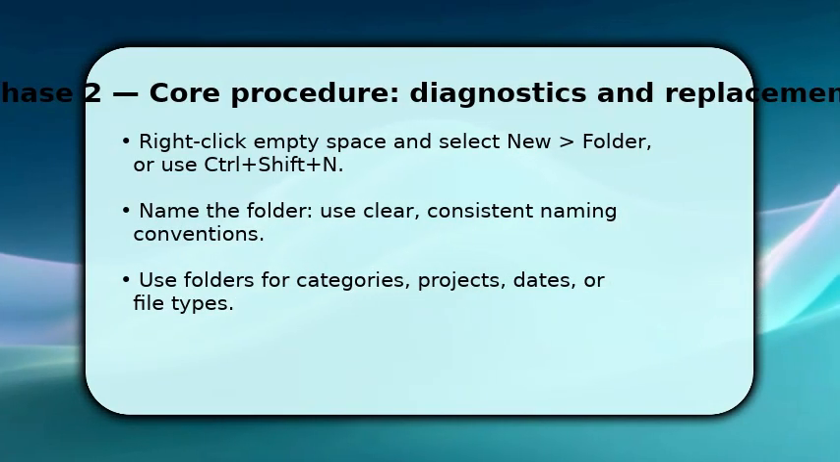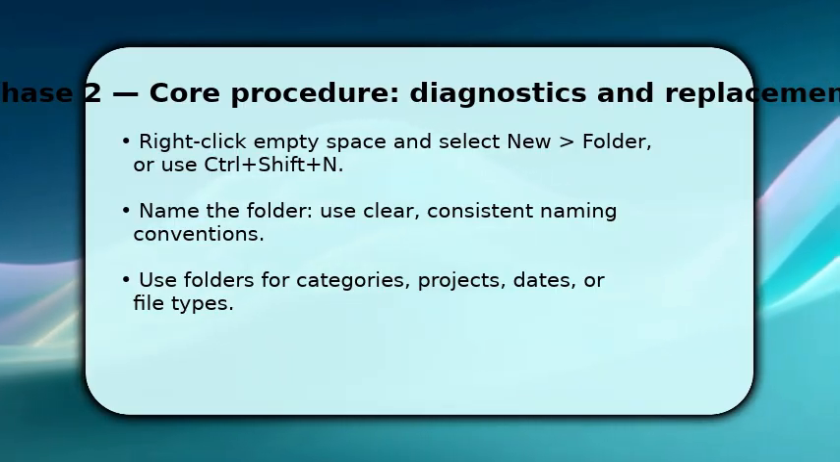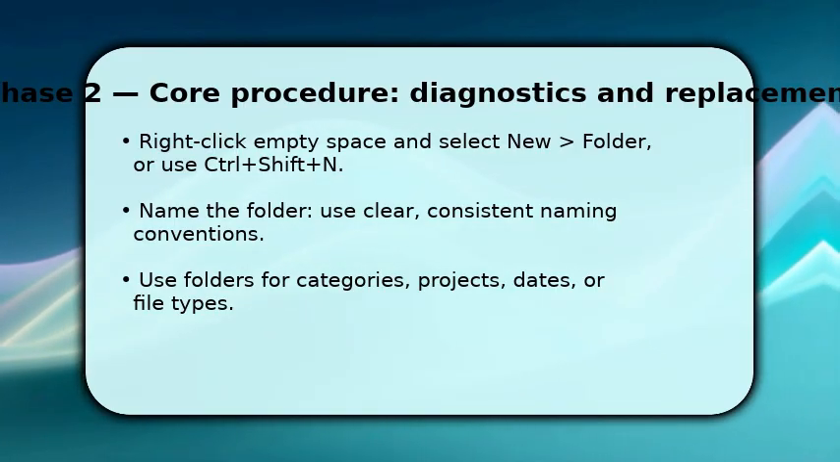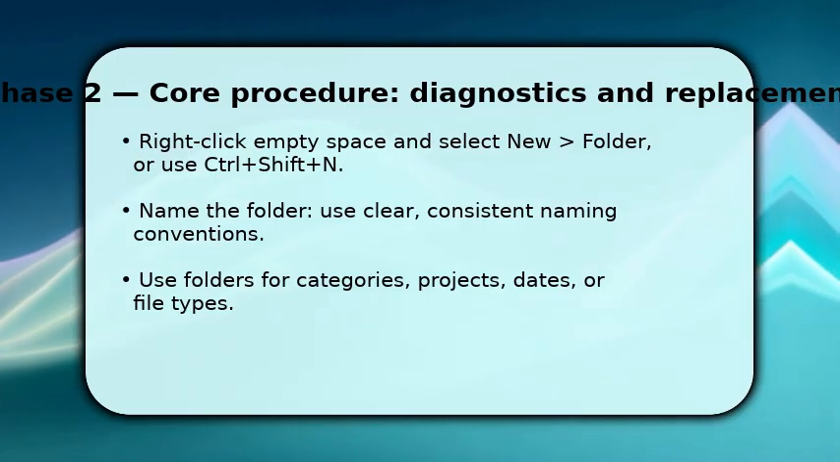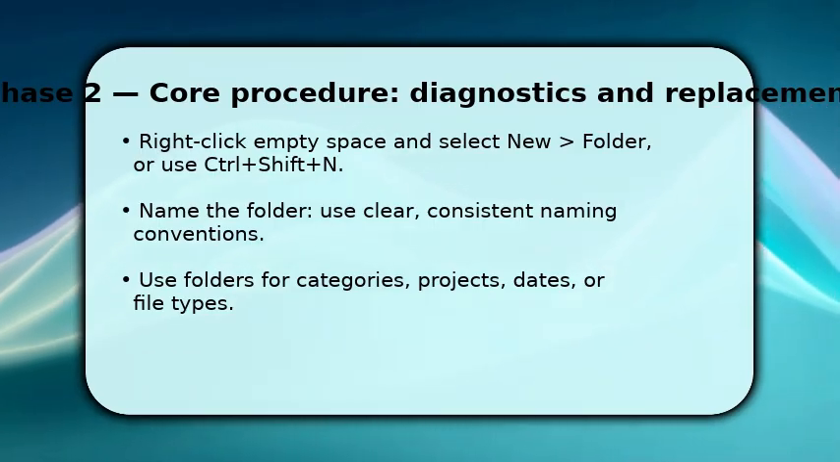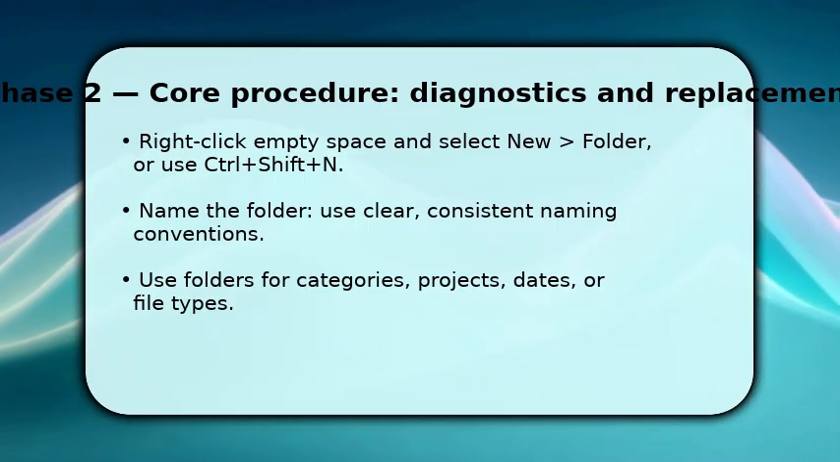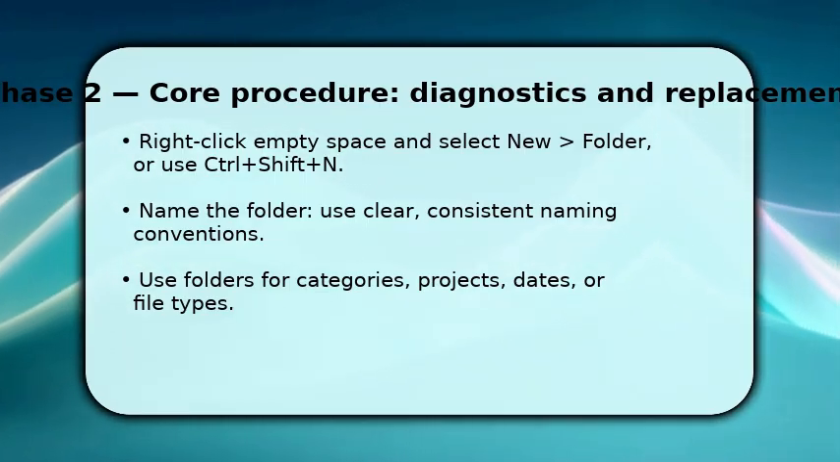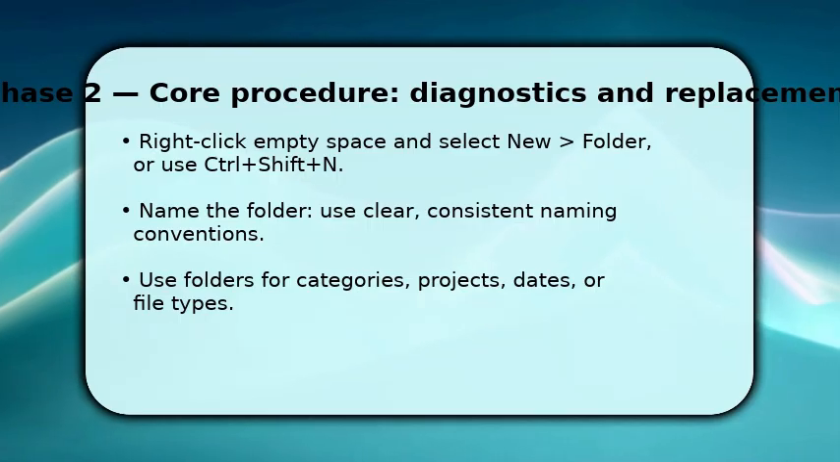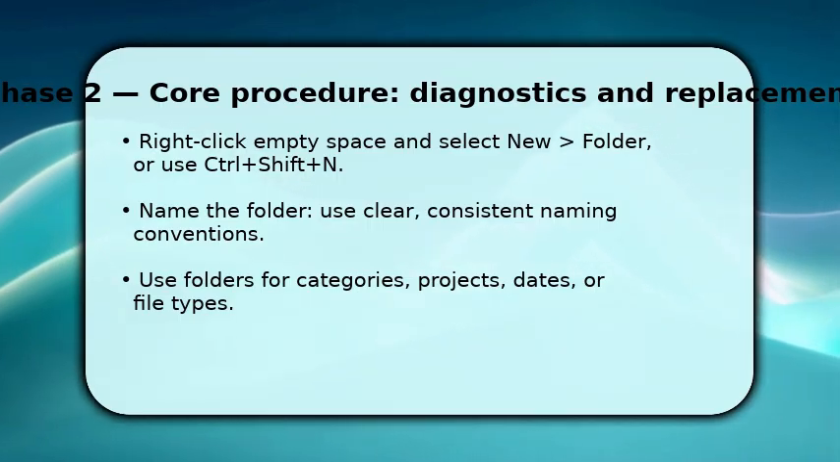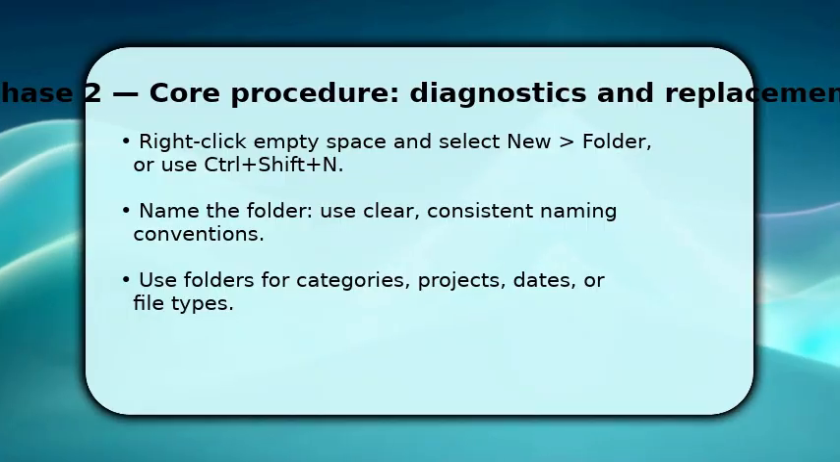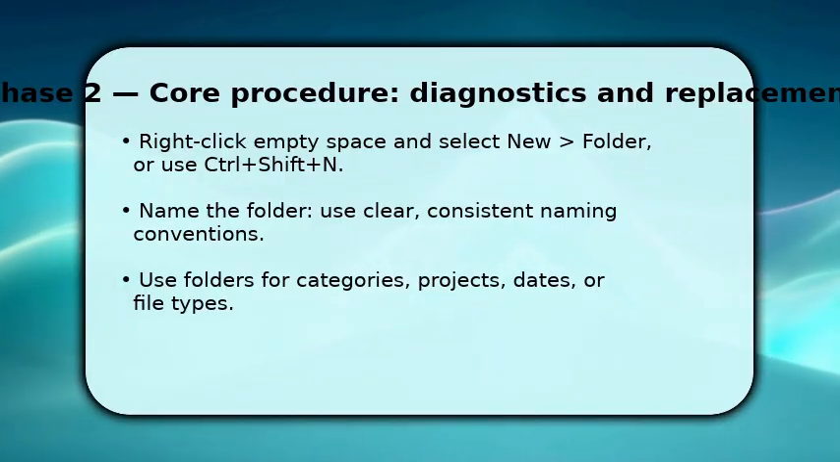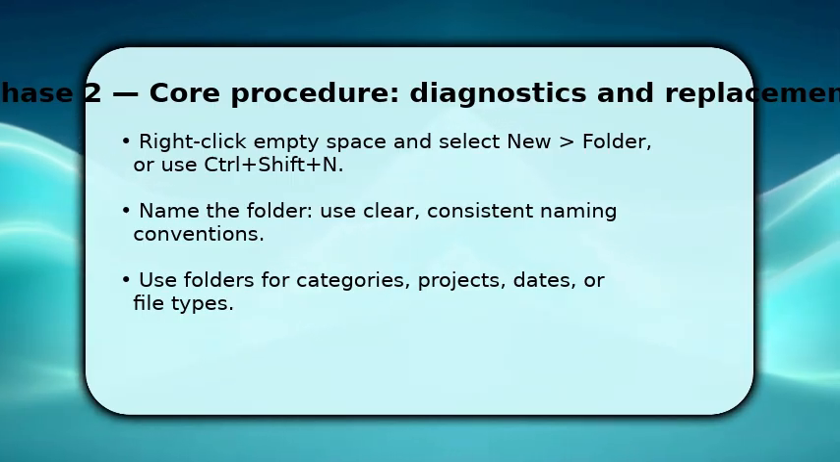Now create the folder. Right-click inside the parent folder and choose New, then Folder, or press Ctrl plus Shift plus N for speed. You'll see a new untitled folder ready to be named. Type a concise, descriptive name so files are easy to find. Once named, press Enter to save it. If you need subfolders, open the new folder and repeat the same quick step. This structure reduces duplication and speeds searches, so plan names that reflect project date or file type for consistent organization.